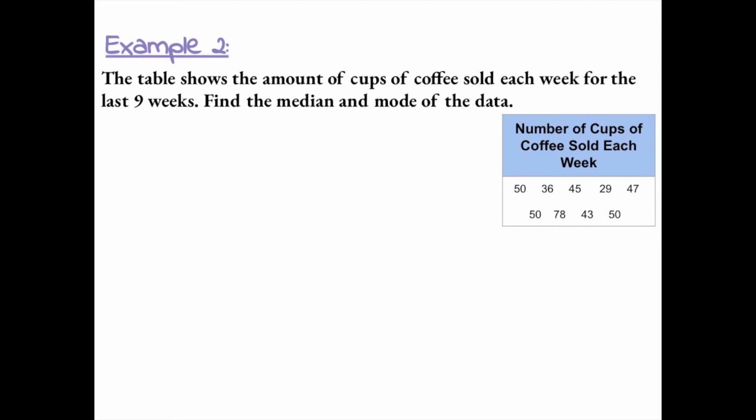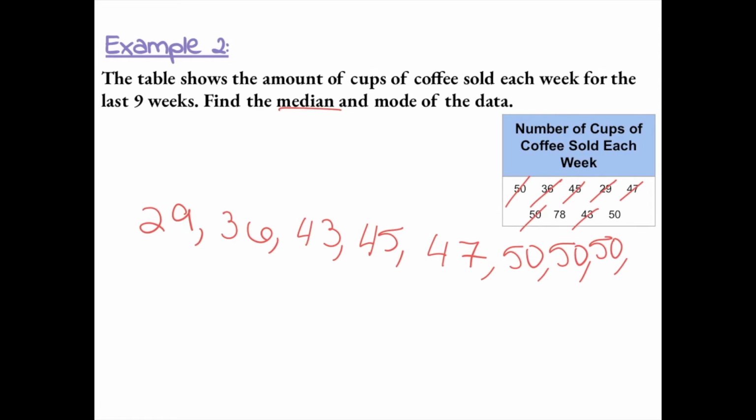Example 2. The table shows the amount of cups of coffee sold each week for the last 9 weeks. Find the median and mode of the data. So to find the median, we need to sort the numbers in the data set from least to greatest. Now that the data is sorted from least to greatest, we want to find the number that falls in the middle to find the median.